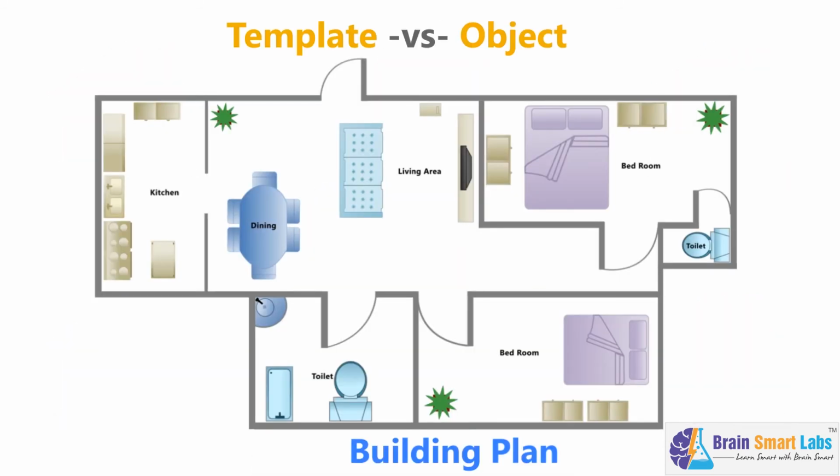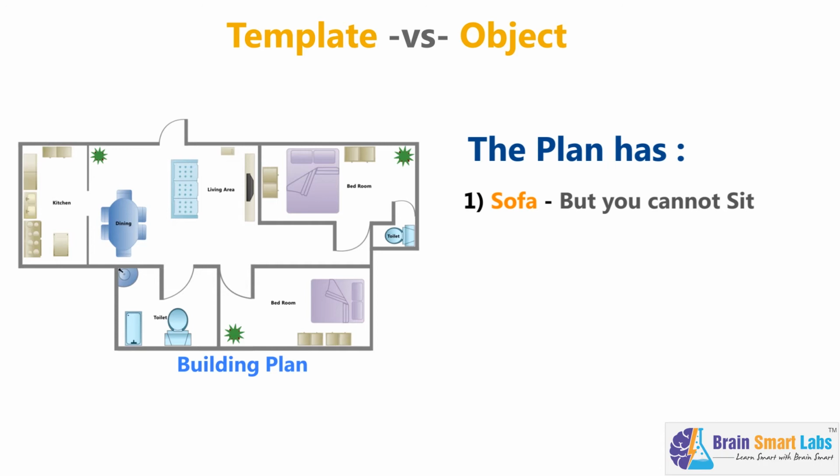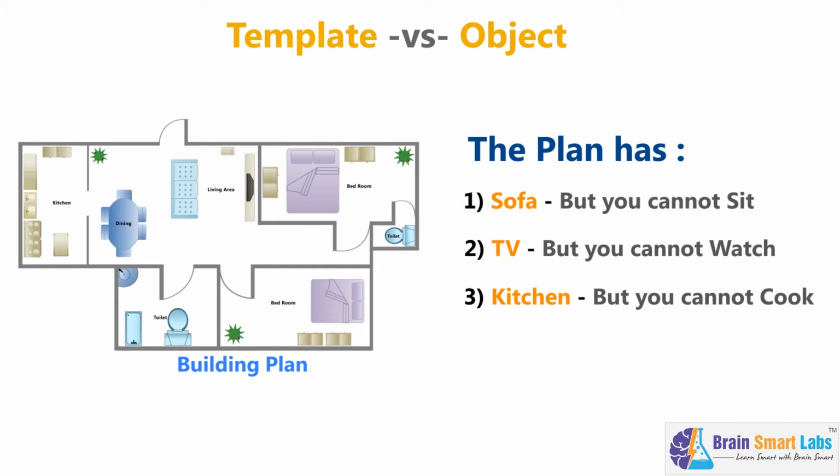That is correct. But please remember, a plan has a sofa but you cannot sit on it. A plan has a TV but you cannot watch it. A plan has a kitchen but you cannot cook your favorite food there. A plan also has a toilet but you cannot simply relieve yourself on that plan. If so, it will be no less than a toilet paper.